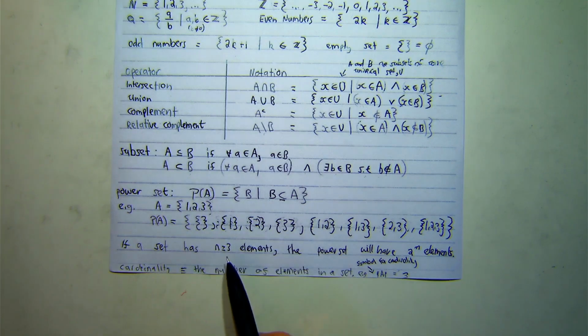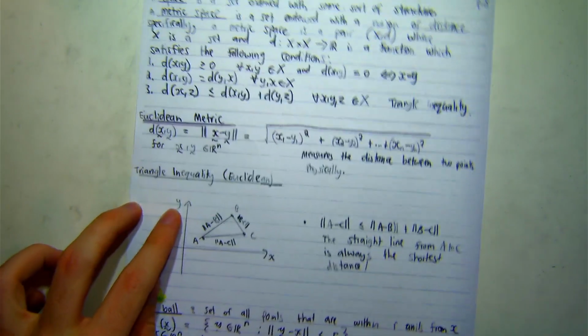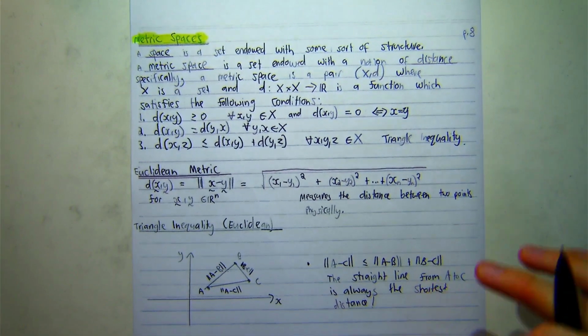Okay, and if the set has n elements, inclusive, then the power set has 2 to the n elements. Lastly, cardinality is defined as the number of elements in a set. So for example, the cardinality of A in this case is equal to 3 because there are 3 elements here. Okay, that's the fundamentals and the basics of sets. And now let's start to build upon them to some important concepts about sets.